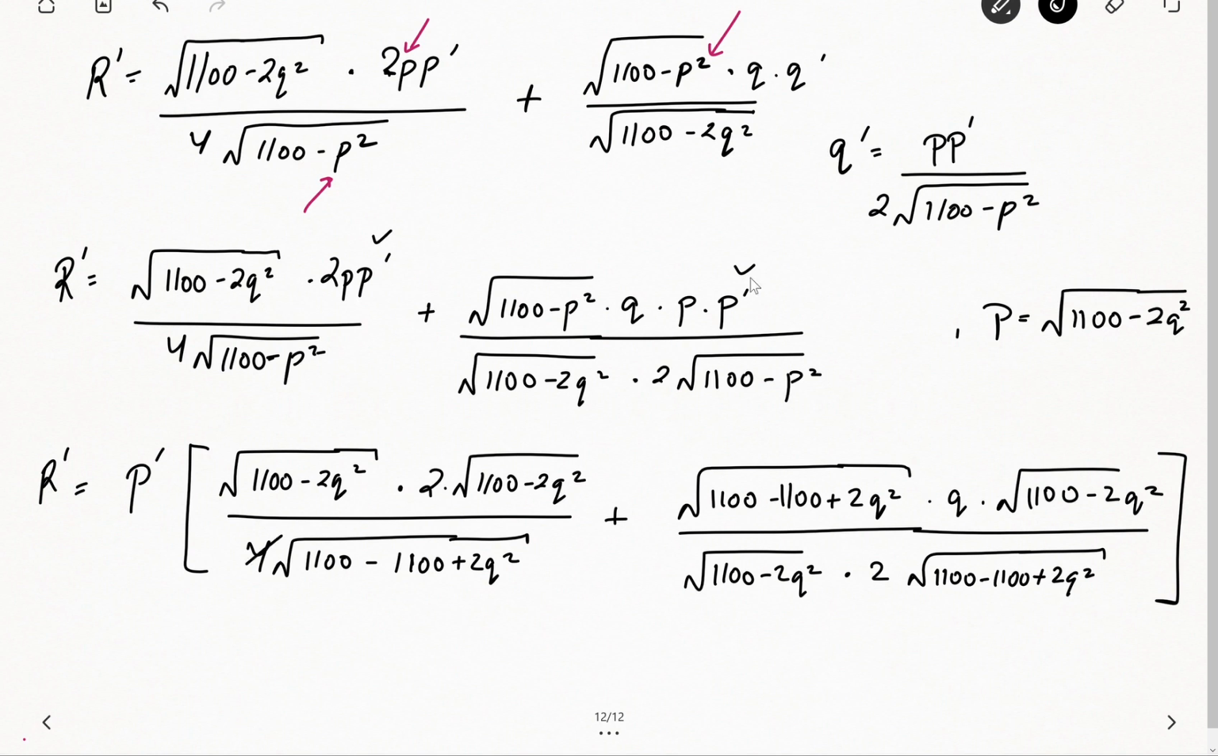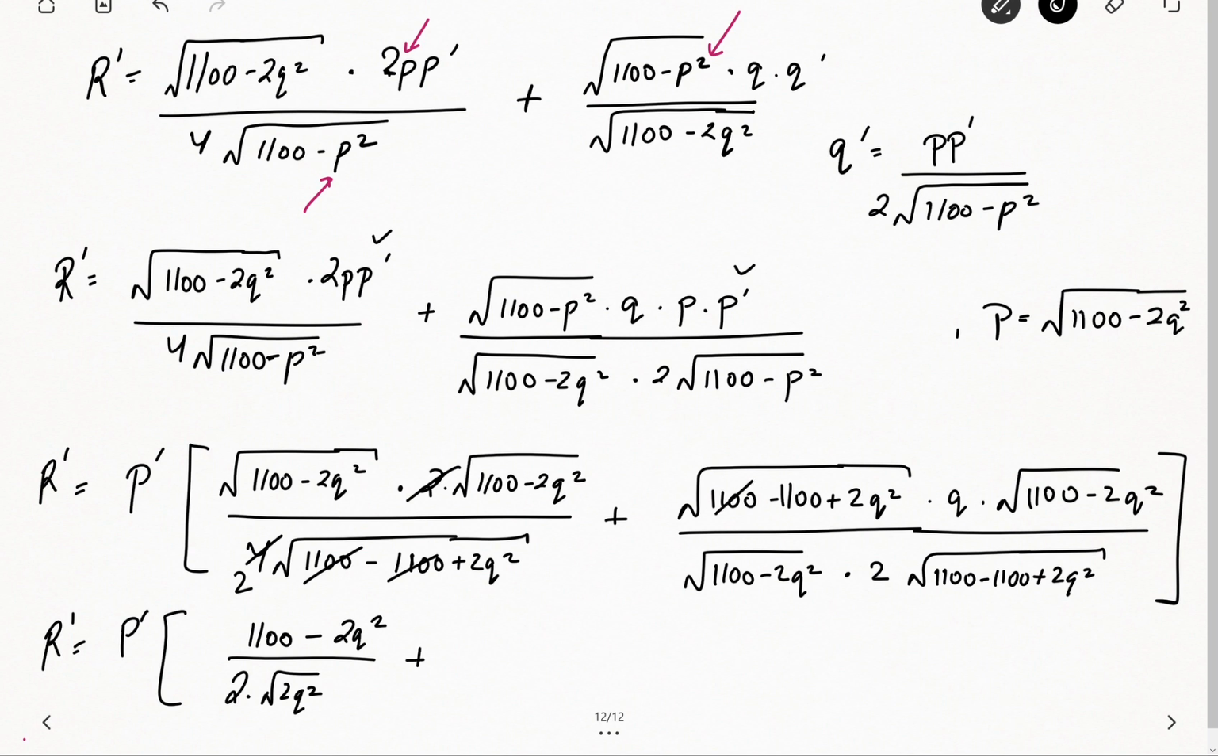So let's cancel this with that. We get 2 at the bottom. Cancel this with that. We have just 2q squared. On the top, what you're left with is just 1100 minus 2q squared. So r prime is p prime times 1100 minus 2q squared divided by 2 times the square root of 2q squared. So that's this part.